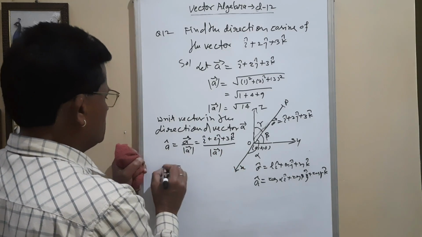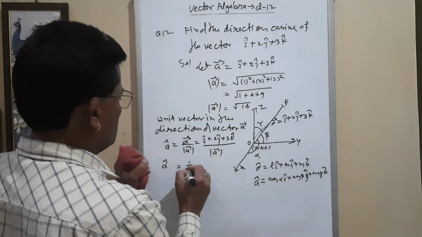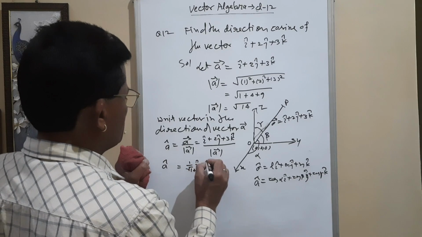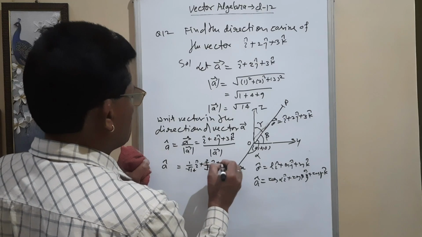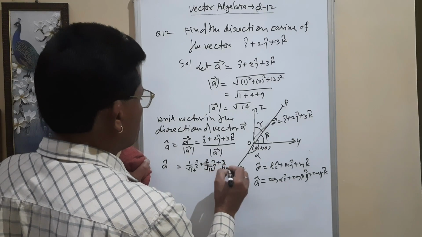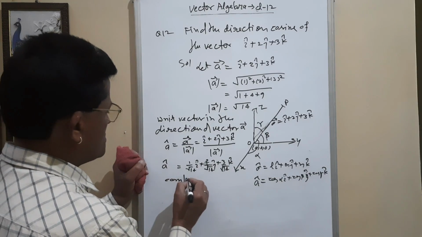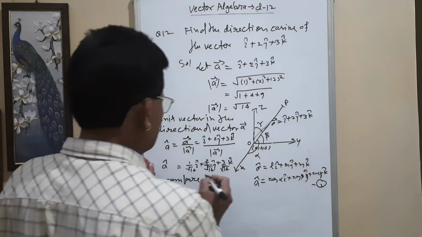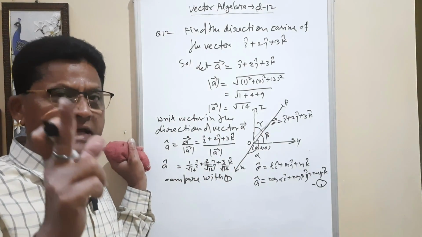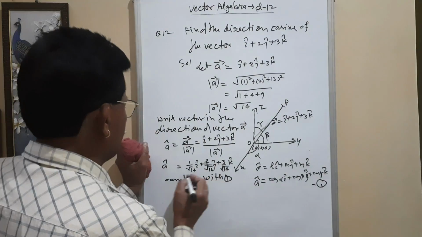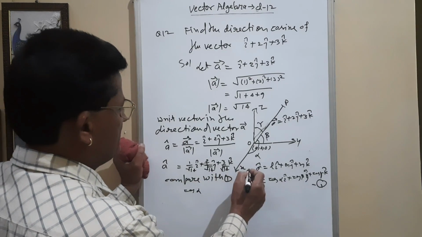The magnitude of A is root 14. So it will be 1 upon root 14 I plus 2 upon root 14 j plus 3 upon root 14 k. You compare with this one. I am telling you each and every point in detail, so try to understand how you can find the direction cosine. In place of cos alpha, that is why I took the A unit vector here and here as well.